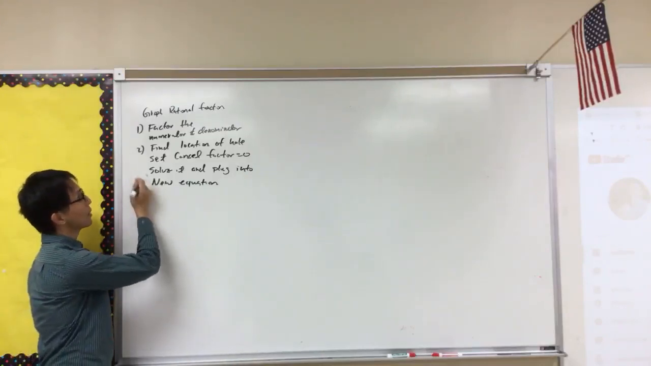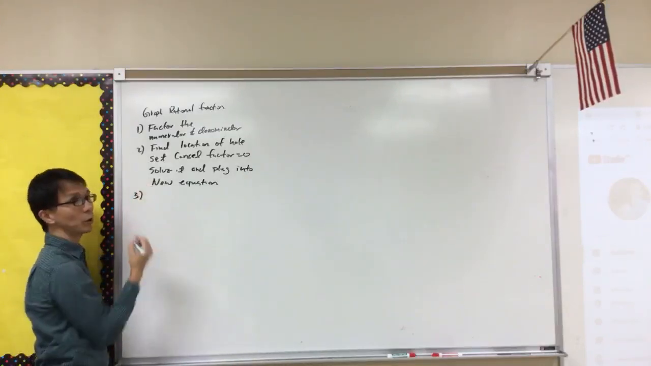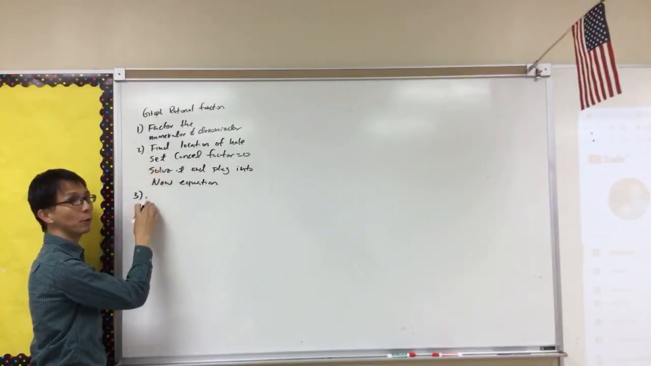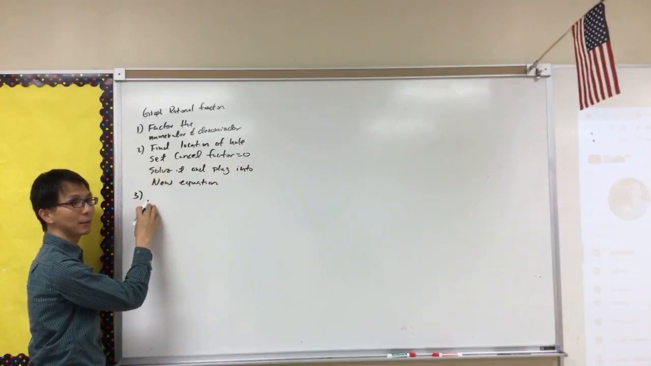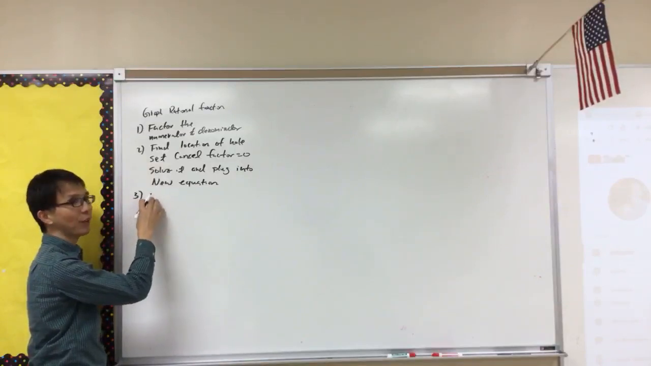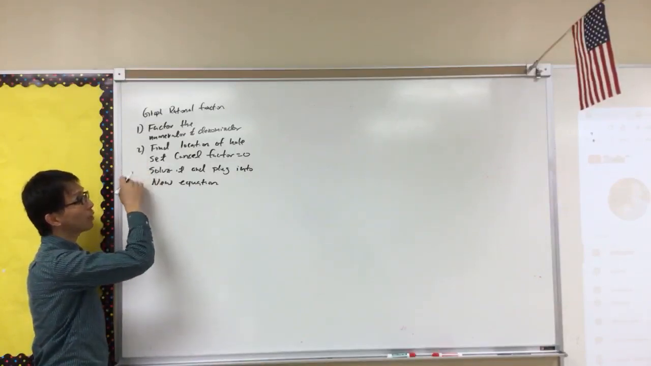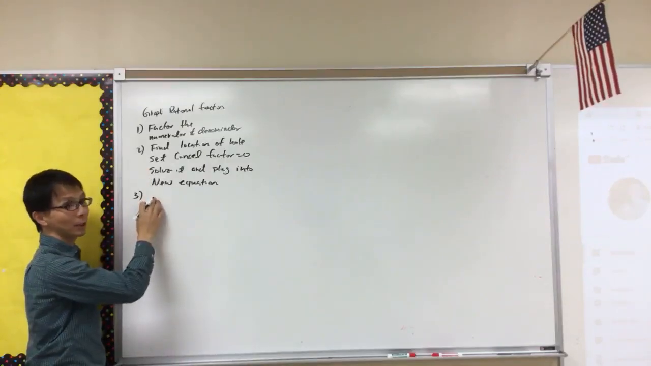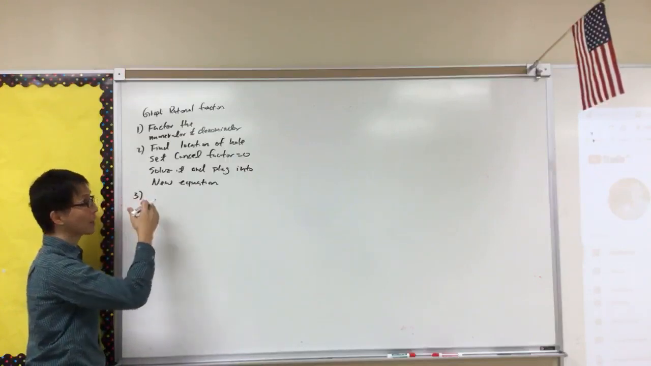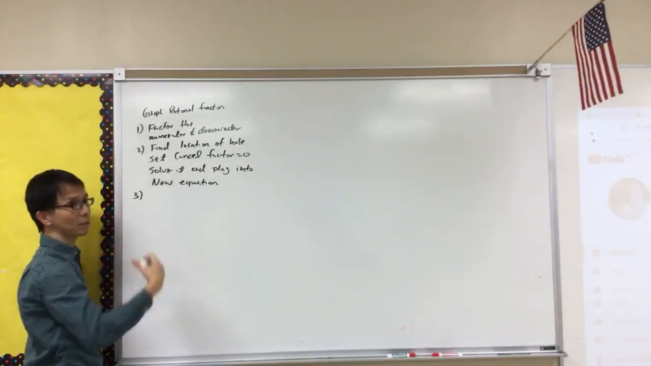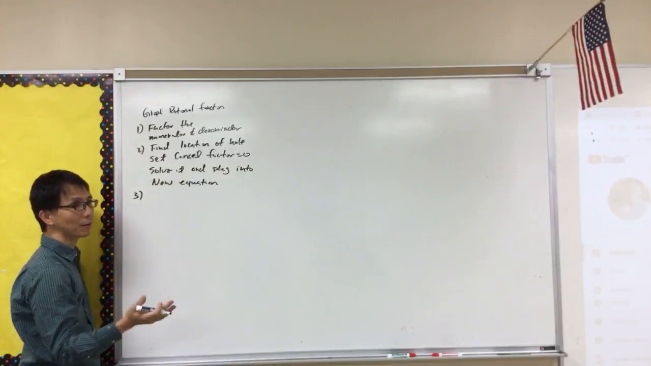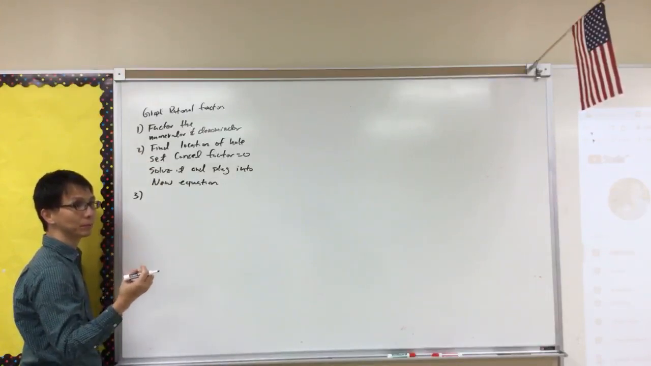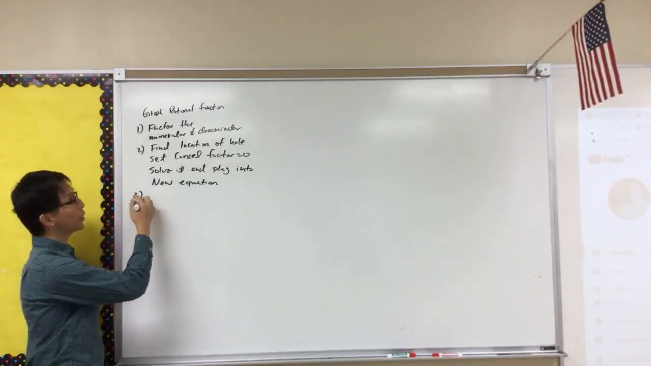Okay, the third step. There's a reason why we find the hole first before we find the vertical asymptote. A lot of you guys get confused. All the time you have to find the hole first. If the hole exists, sometimes it may not have a vertical asymptote. So that's why you guys have to understand. This is the procedure of graphing a rational function. It has to go through each step.